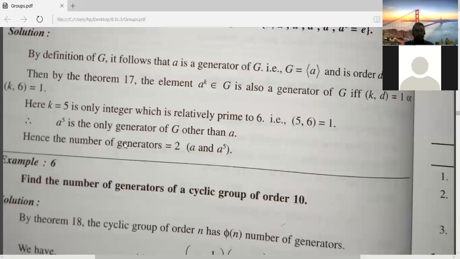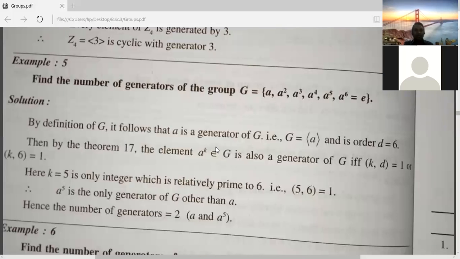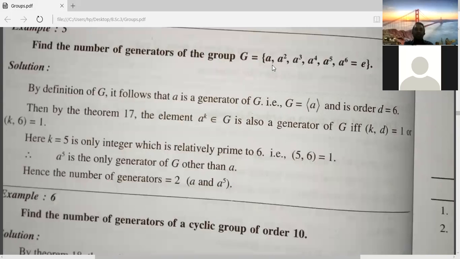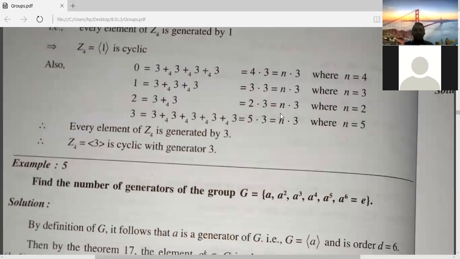Now here you see, find the number of generators of the group G = {a, a square, a cube, a to the power 4, a to the power 5, a to the power 6 = e}. Now, by the definition, it follows that a is a generator of G. That is all obvious, because every element we are expressing as a power of a. Therefore, G is cyclic and a is a generator of G, and G is generated by a. And its order is how much? The order d equals 6, because here a to the power n equals e already.